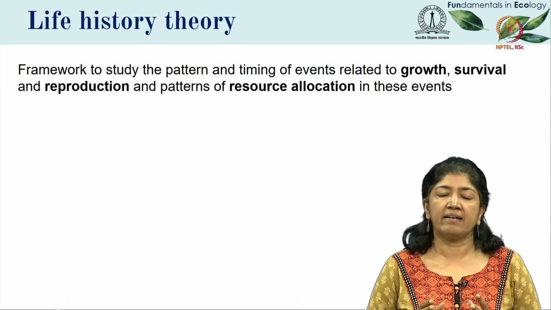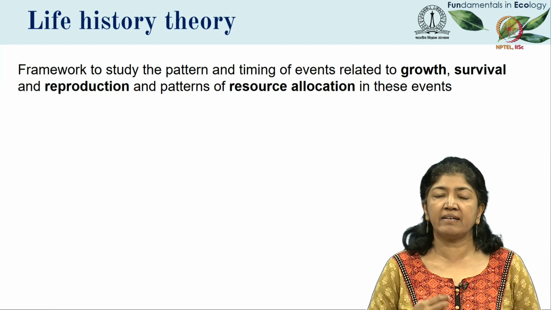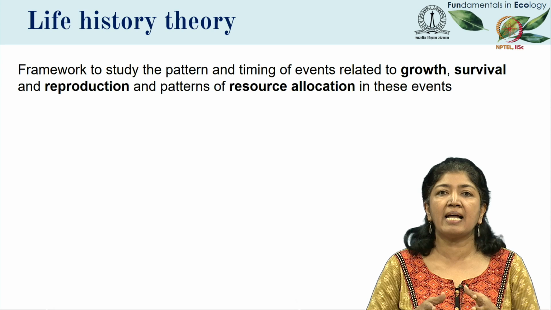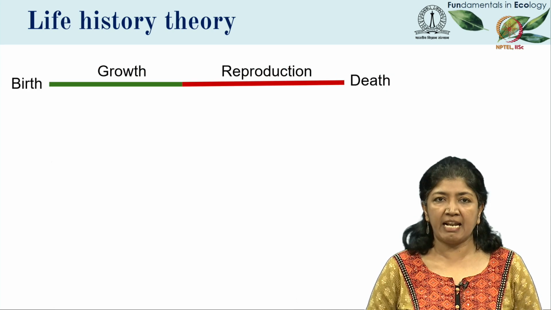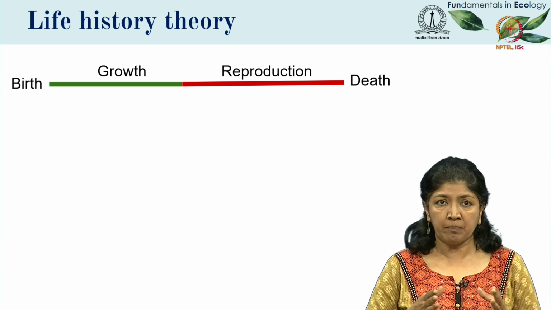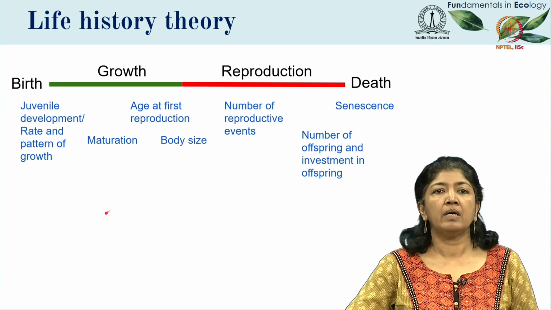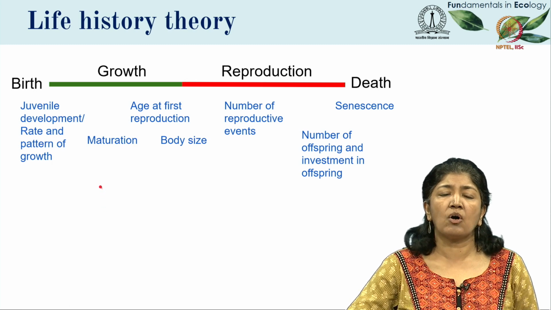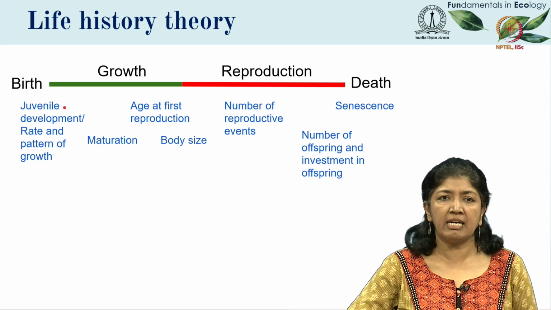So, life history theory is a framework to study the pattern and timing of events related to growth, survival and reproduction, and also patterns of resource allocation in these events. So, if you take an organism's life, we can think of it as starting with birth and then with periods of growth and reproduction and ending with death. In an organism's lifetime, there are a series of events and patterns of allocation throughout the lifetime.